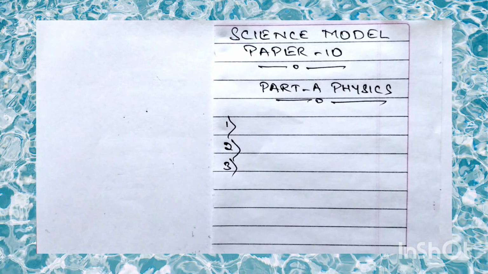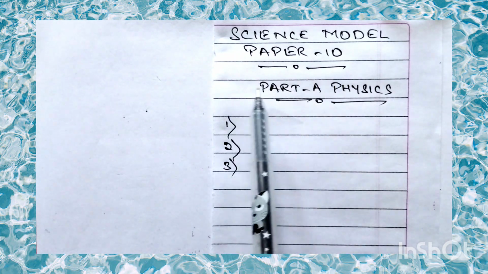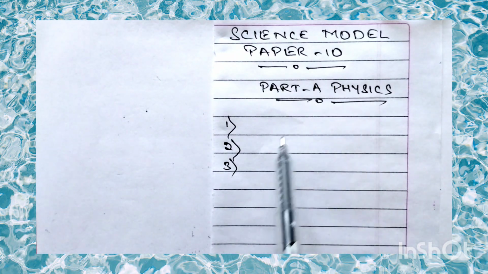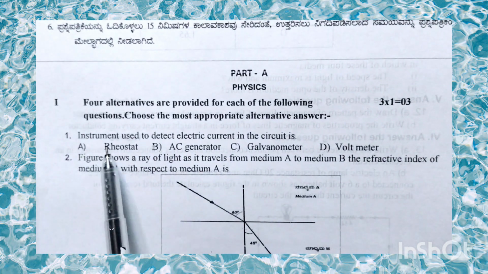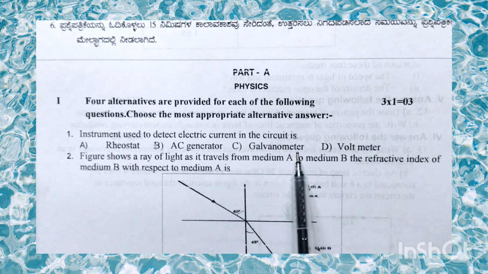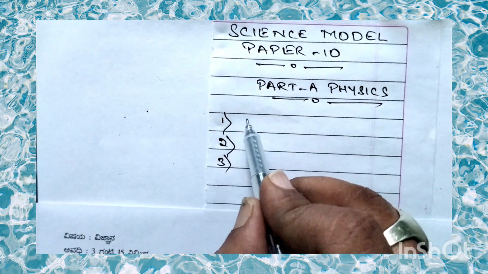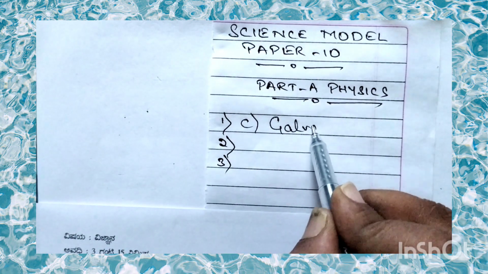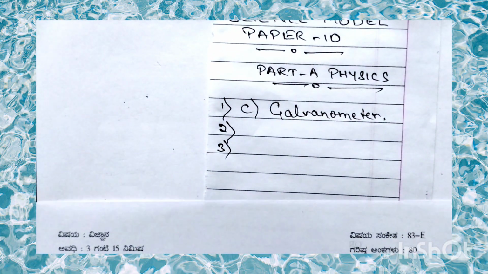Now we are going to solve the answers for the next science model paper number 10. Let us answer Part A, that is physics. The first question is about an instrument used to detect electric current in a circuit: rheostat, AC generator, galvanometer, voltmeter. The right answer is option C, galvanometer. A galvanometer is a device which detects the presence of current.